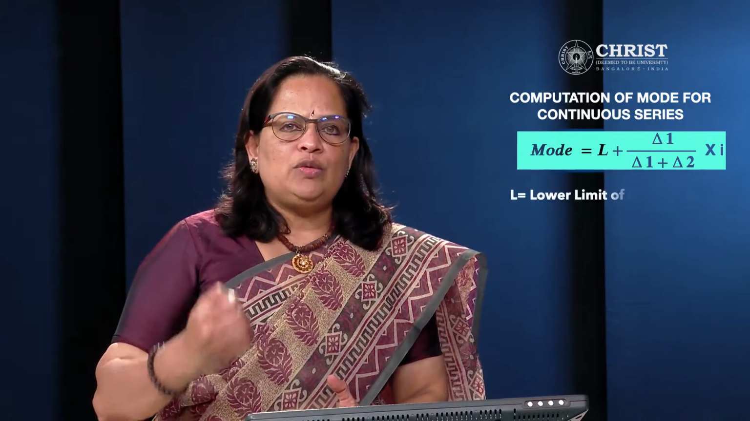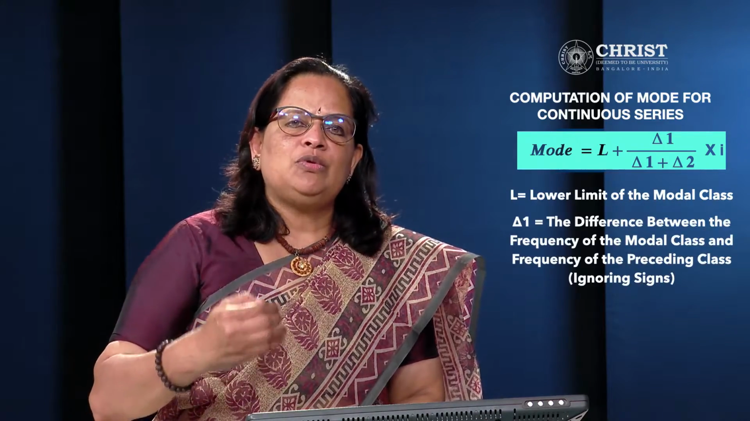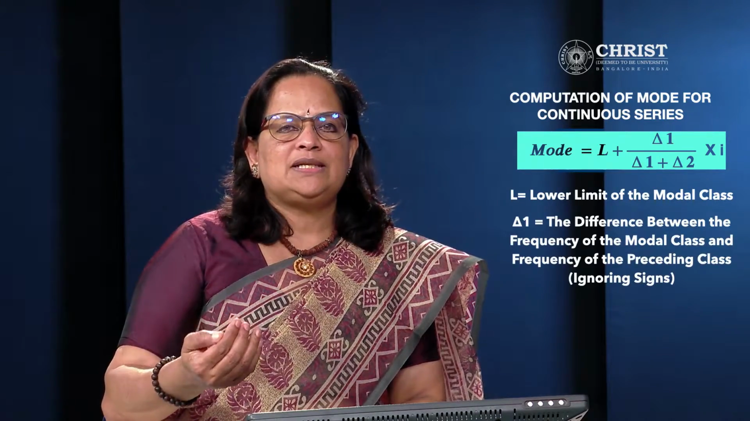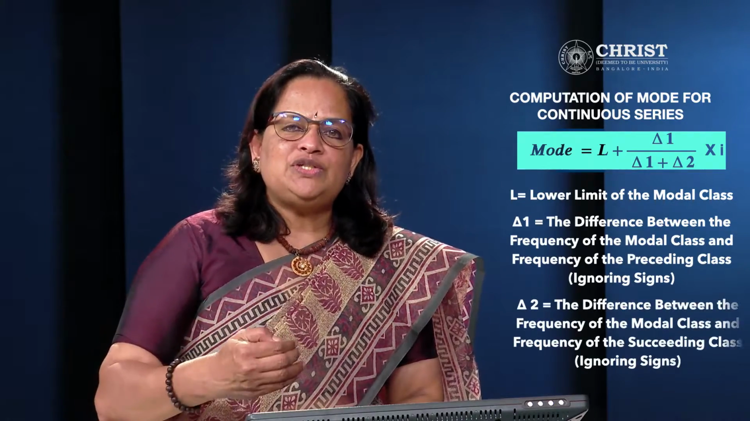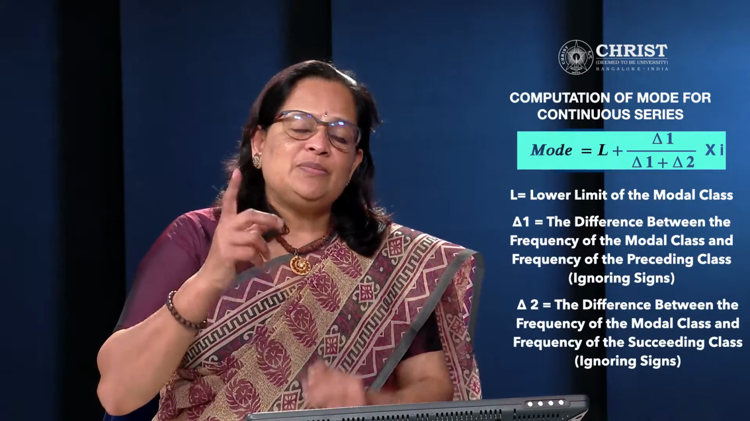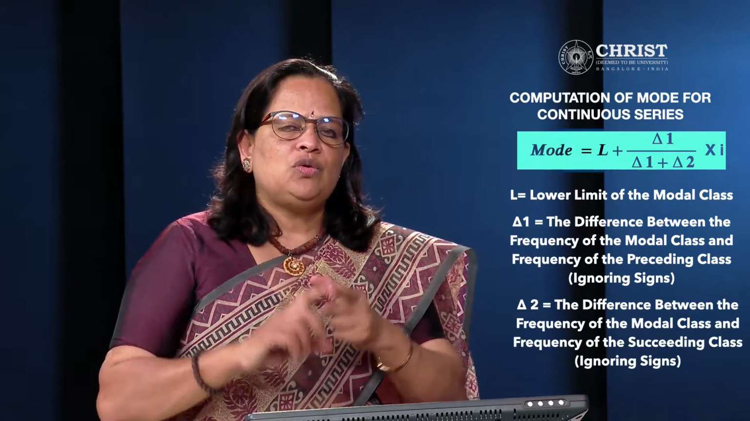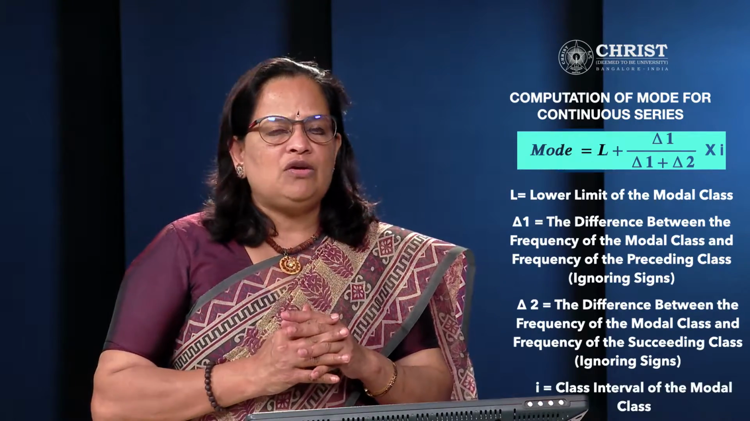Now, two equations are used for computation. Mode is equal to L plus delta 1 divided by delta 1 plus delta 2, into i. L is the lower limit of the modal class. Delta 1 is the difference between the frequency of the modal class and the frequency of the preceding class, ignoring signs. Delta 2 is the difference between the frequency of the modal class and the frequency of the succeeding class, ignoring signs. Minus signs we will not consider, so all the values we will take as positive values only. And i is the class interval of the modal class.